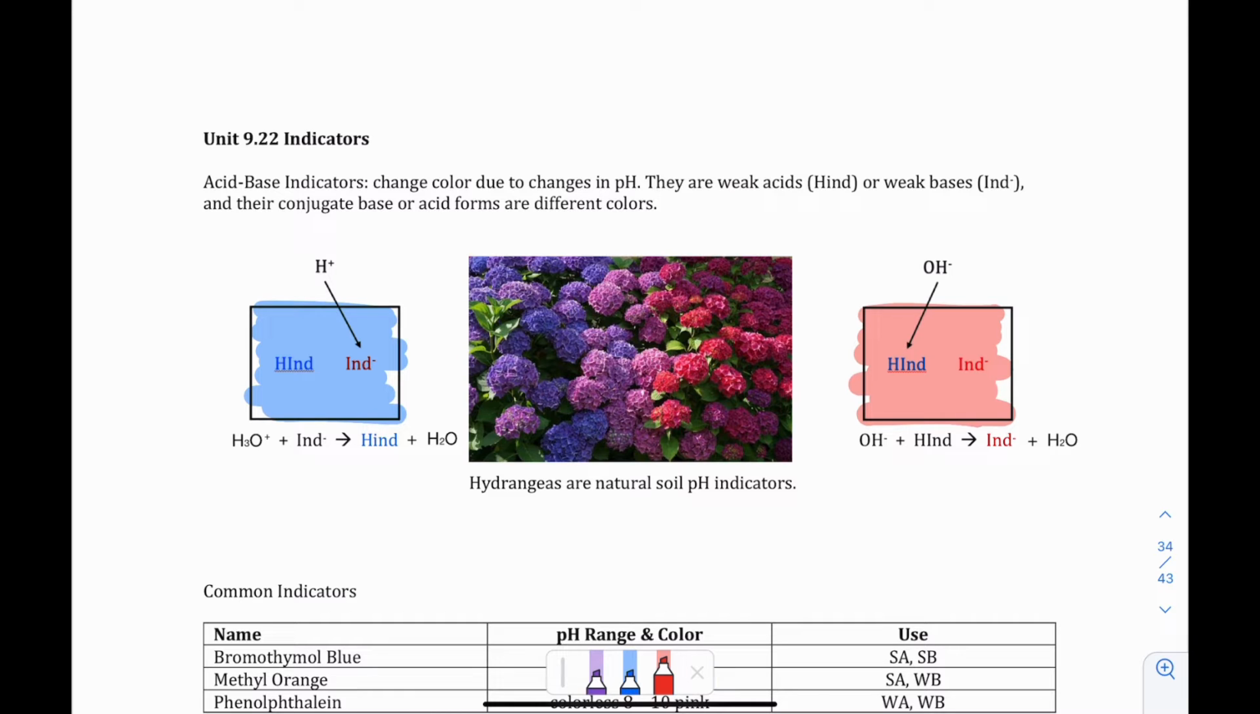Hydrangeas are a natural example of pH indicators. Their color indicates a difference in the pH of the soil, so you could add lemon juice to your soil or soap depending on the color of hydrangeas you want.